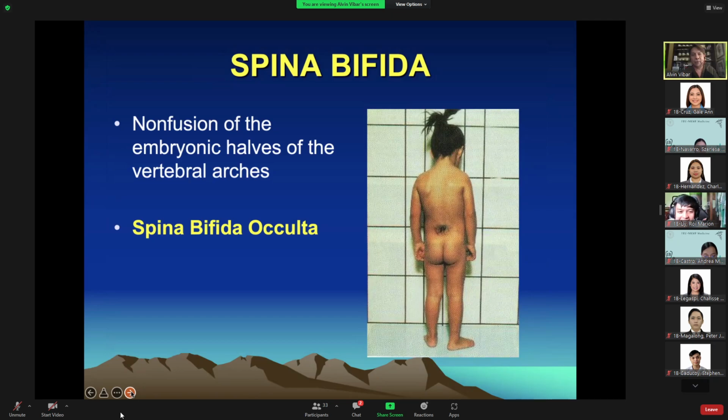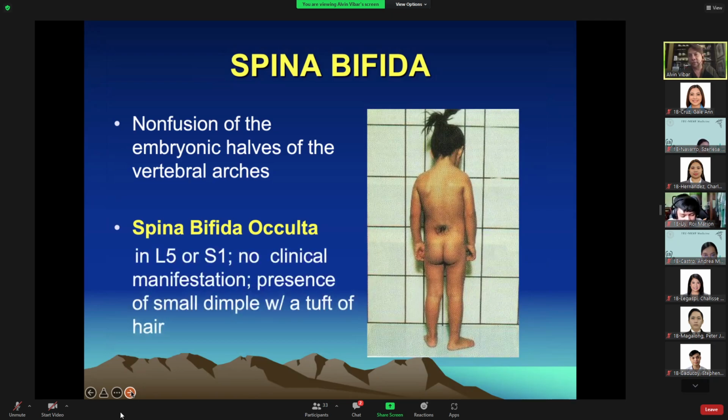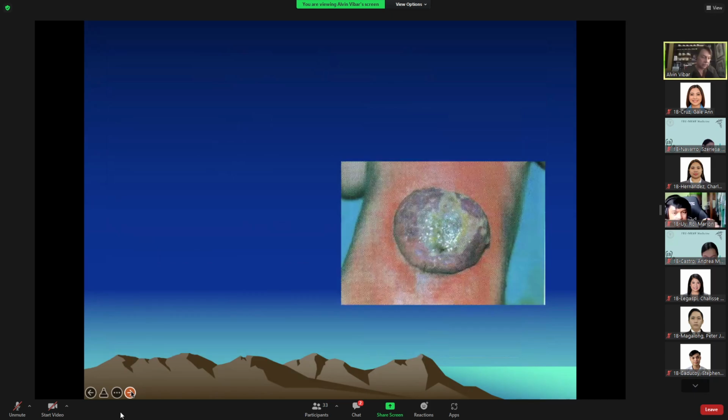Are you going to have neurological presentation? At L5 or S1 or lumbosacral segment, take note that there is no clinical presentation. It's normal. The only abnormality here is the presence of a dimple at the back with some hairs. Otherwise, it's normal. We need to say no motor losses, no sensory losses. These are the two major presentations of a spinal cord involvement, either motor loss or sensory loss.